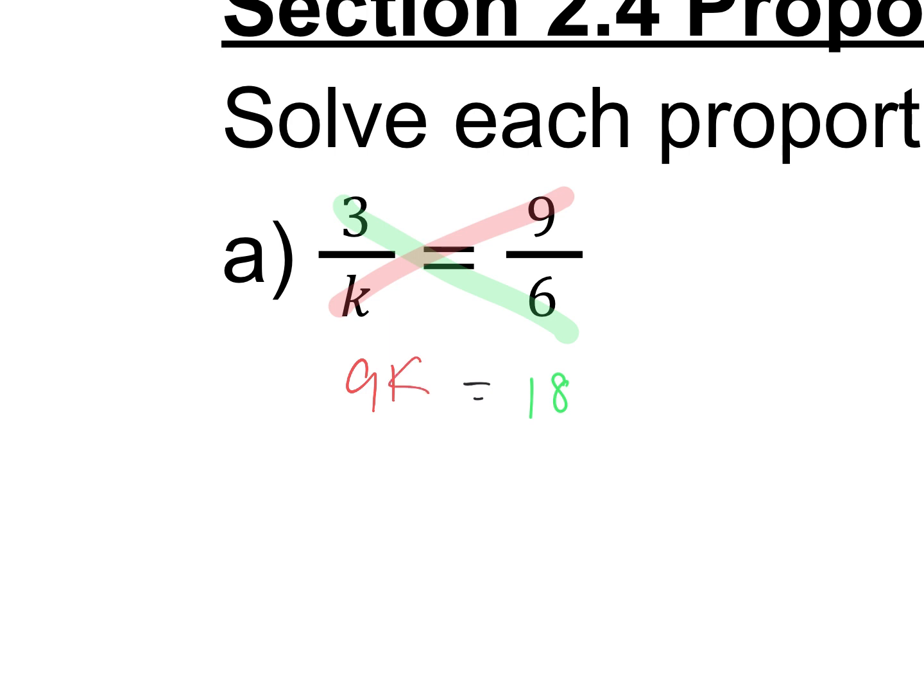Okay, and so now we have our equation set up, so now we just need to solve. We need to get the k by itself, so right now it's 9 times k. So we need to do the opposite and divide by 9. And therefore, k is 18 divided by 9, which is 2.